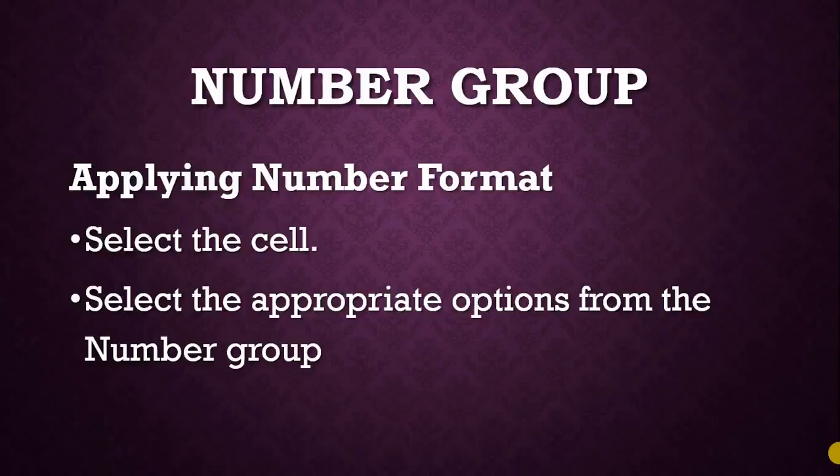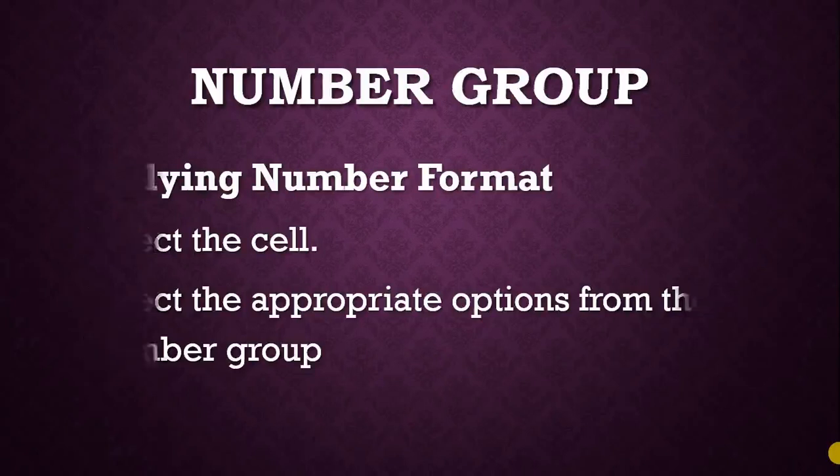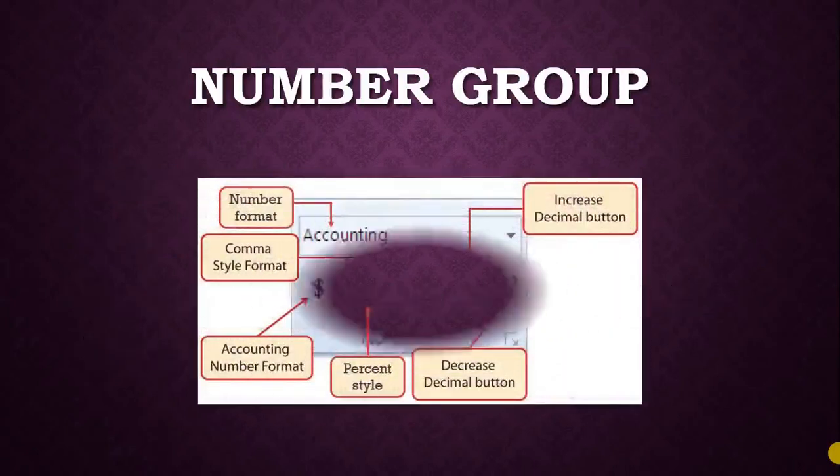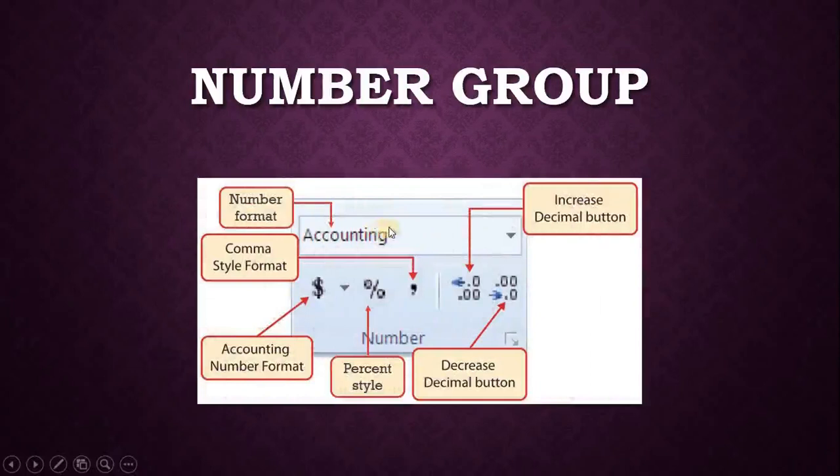Come on, let's see a small recap of the options in the number group. They are: this is the number format option. Next, accounting number format option. And this is percent style option. This is comma style. And these are increase and decrease decimal buttons.